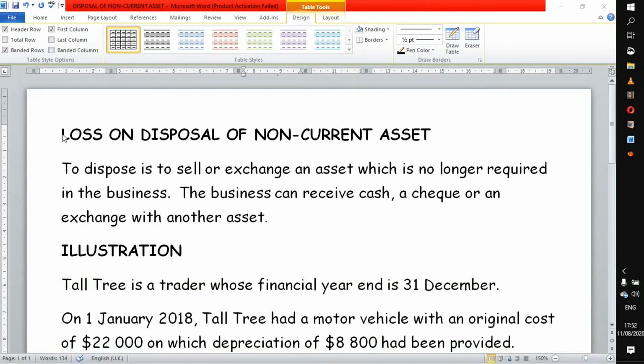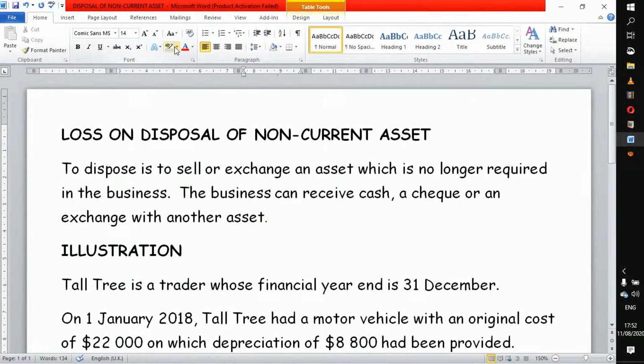We are going to look at how to record in a disposal account, and in this case we are looking at a business that is disposing an asset at a loss. So that's our demonstration today. Our business is disposing at a loss.